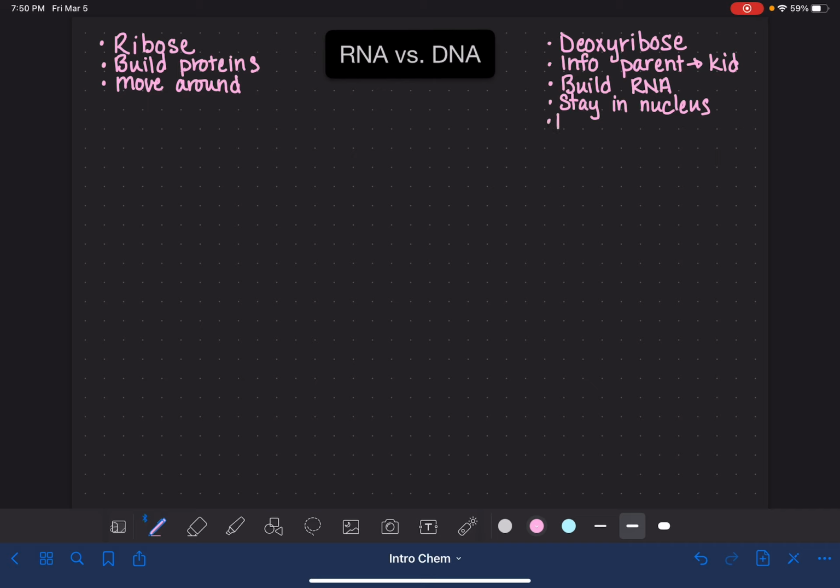We've looked quite a bit at how the DNA molecule is a double strand. We call that a double helix. It's a double strand of nucleotides. The RNA molecule, which we haven't looked at yet, is a single strand of nucleotides.